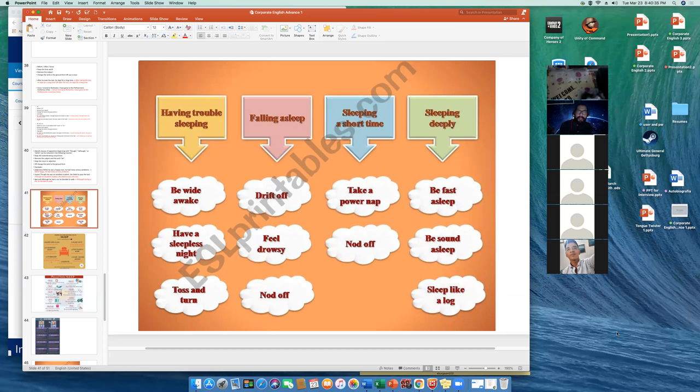Okay. So these are some of the wording that was used, but not all of it, because it depends on how you're using it. So we're going to start off with, if you're having trouble sleeping, what will you hear? Well, you will hear things like, be wide awake, have a sleepless night, or tossing and turning. And these are all terms that you can use, and they describe having trouble sleeping.